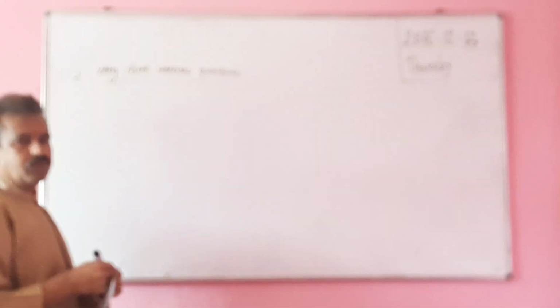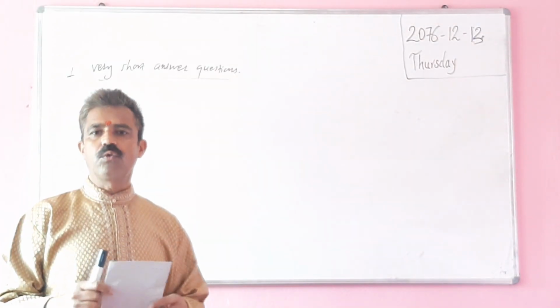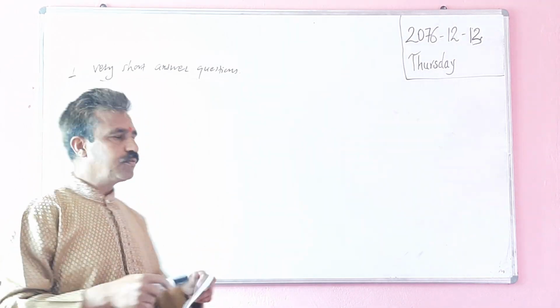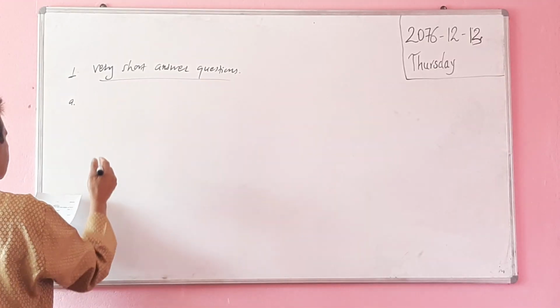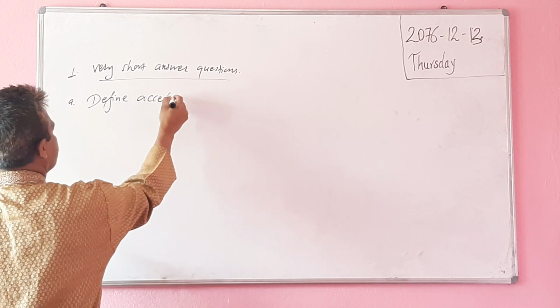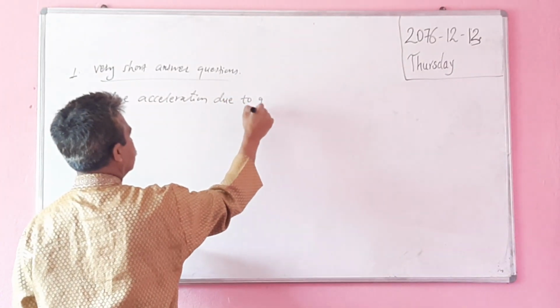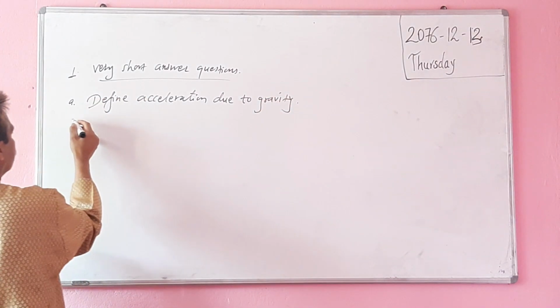In very short answer questions, either one word or one sentence will be written. Sometimes they may ask you to write 2 also. So what is the first question? First question is, define acceleration due to gravity. So what is the answer?